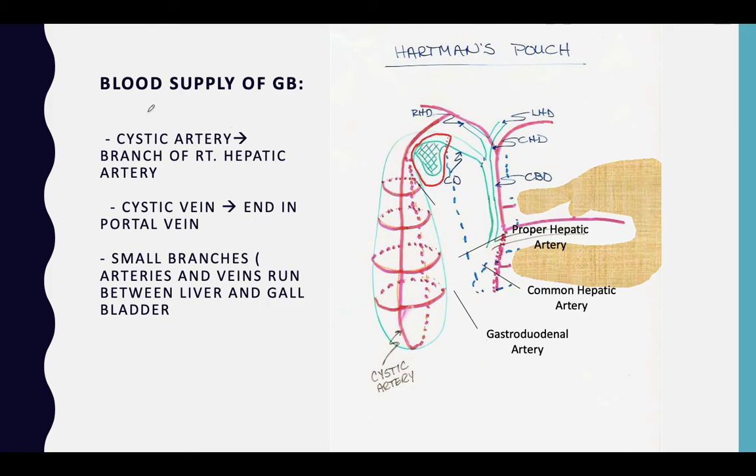Now we'll see the blood supply of the gallbladder. The blood supply is mainly by the cystic artery, which is a branch of the right hepatic artery. The right hepatic artery is a branch of the common hepatic artery, which is a branch of the celiac trunk. The venous drainage is by the cystic vein, which ends in the portal vein.